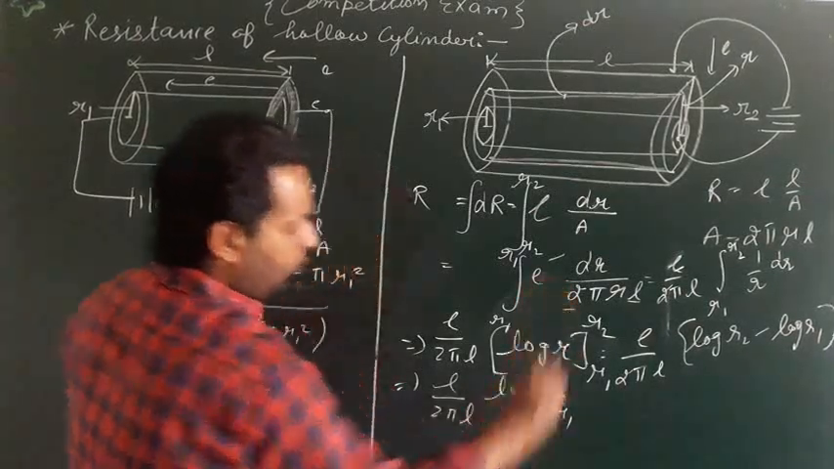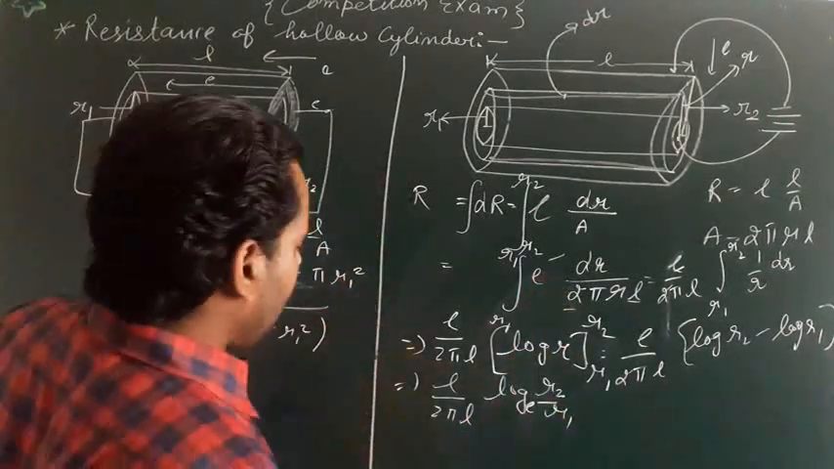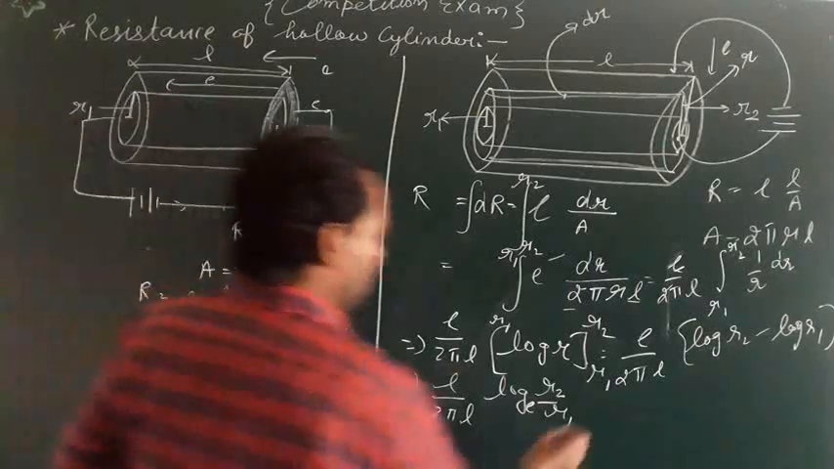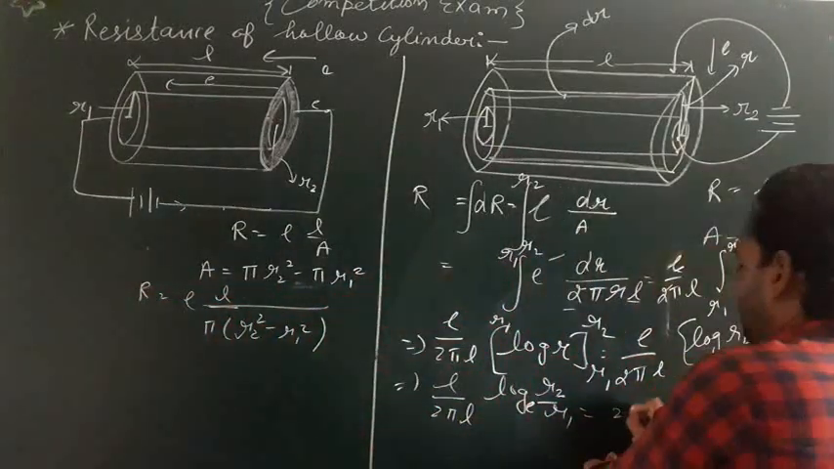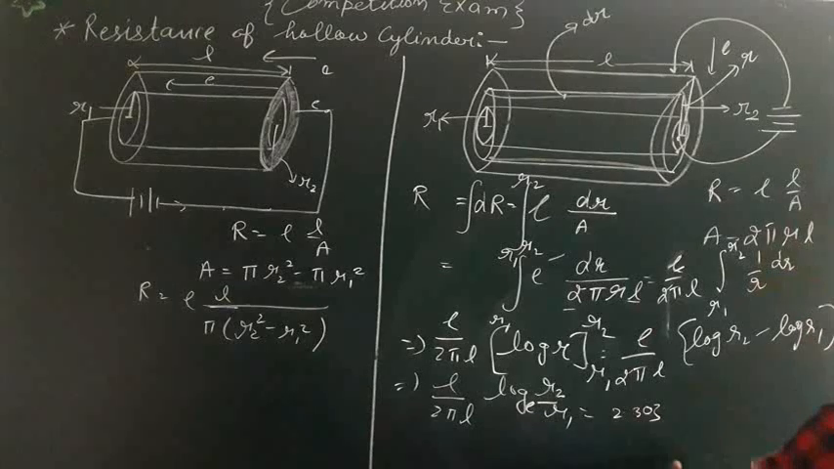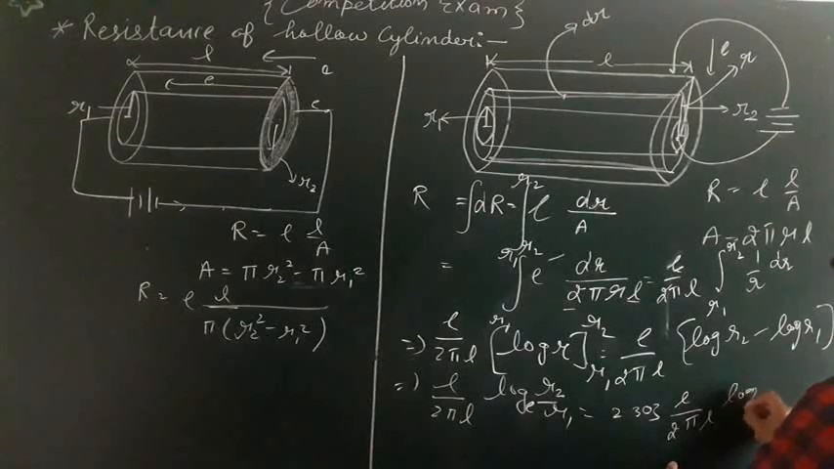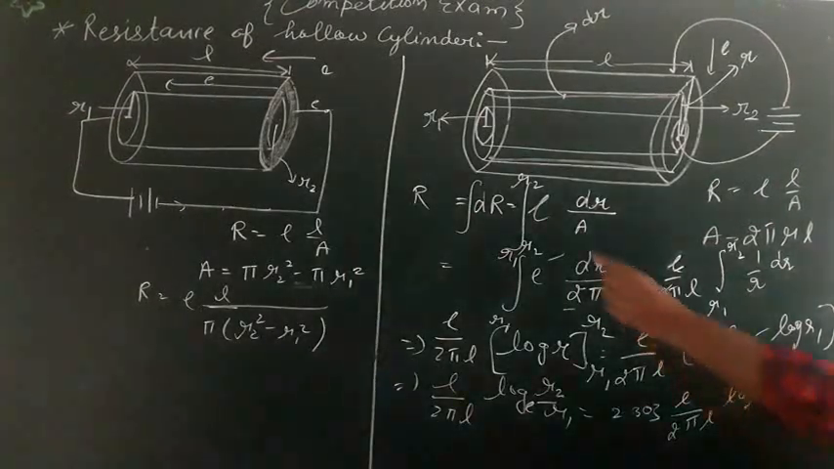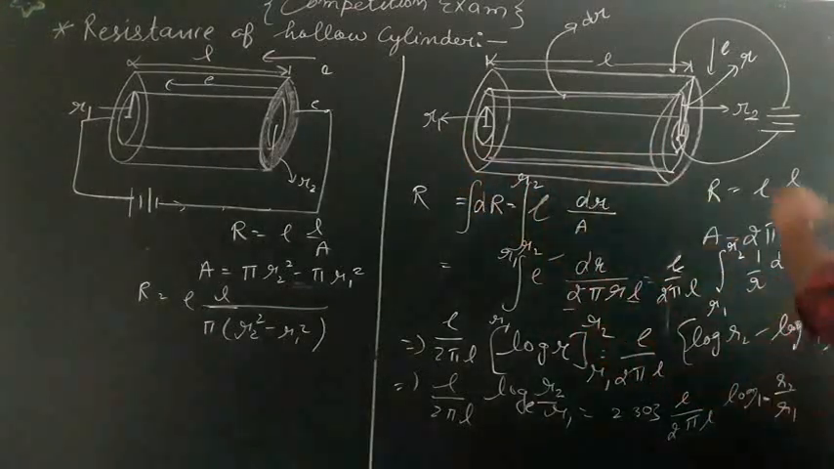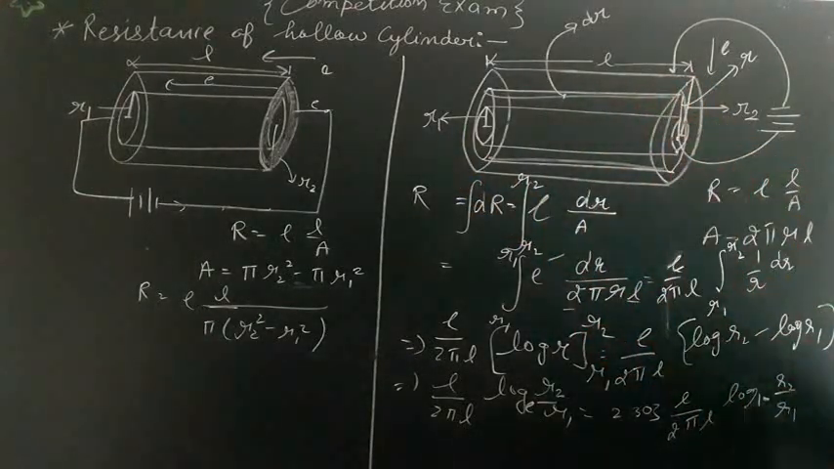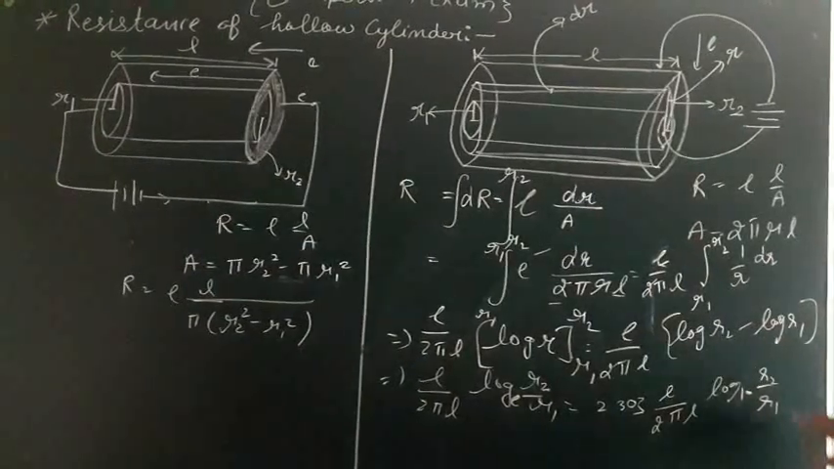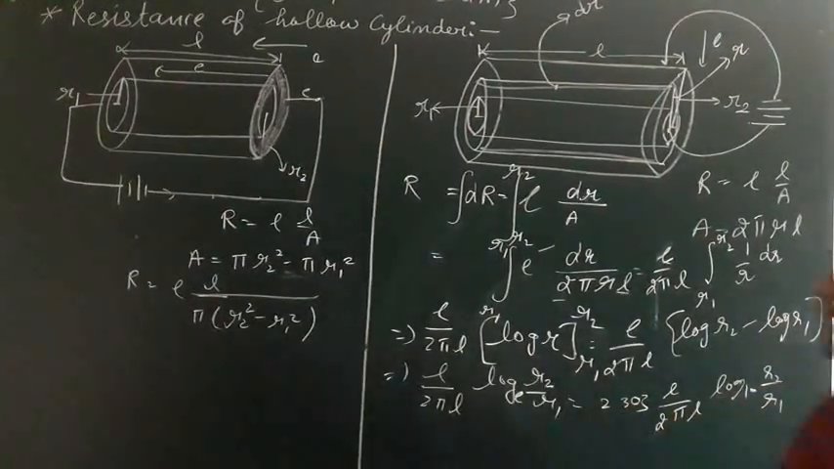So this is a natural log. If we want to change it into log 10, what do we have to write here? Here we have 2.303 rho divided by 2 pi L log 10 R2 divided by R1. So by knowing the radius R1 and the radius R2 of the inner and outer surface of the cylinder, we can find the resistance of that hollow cylinder.